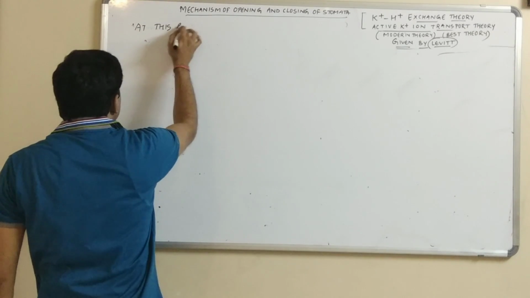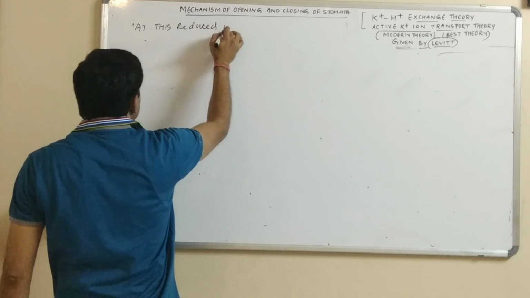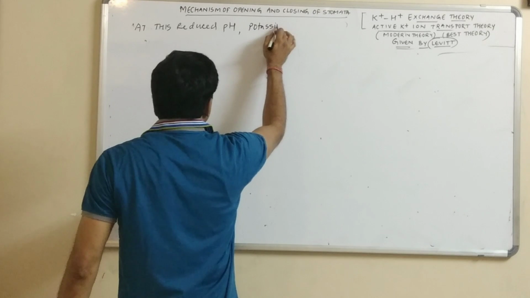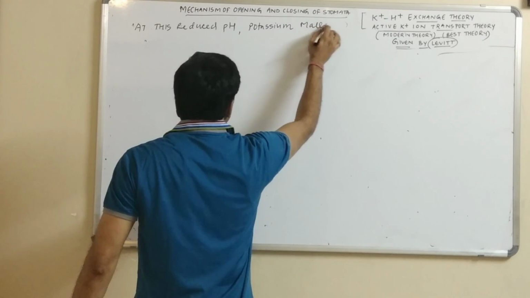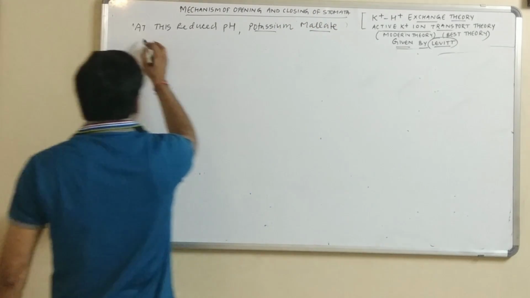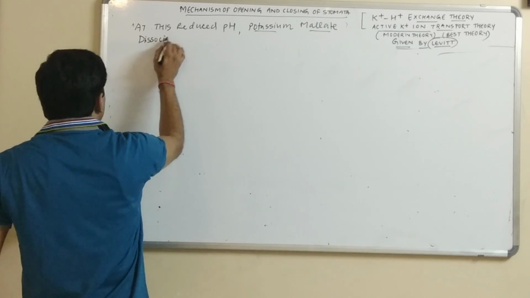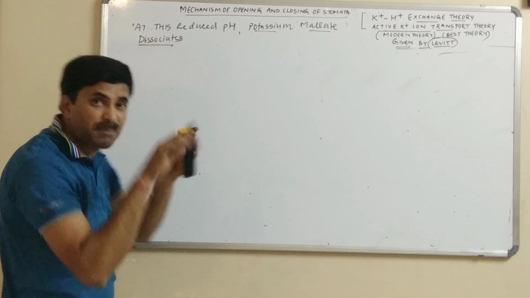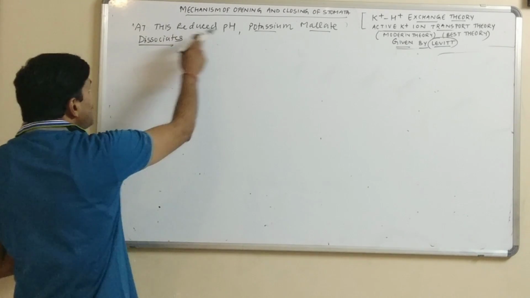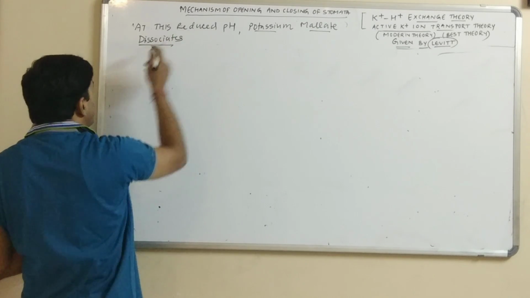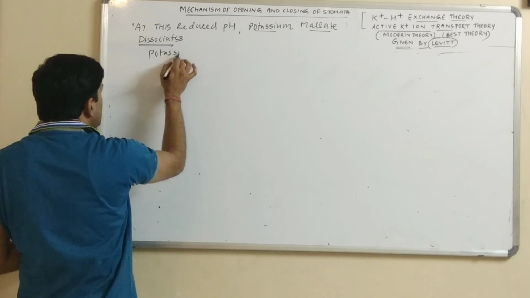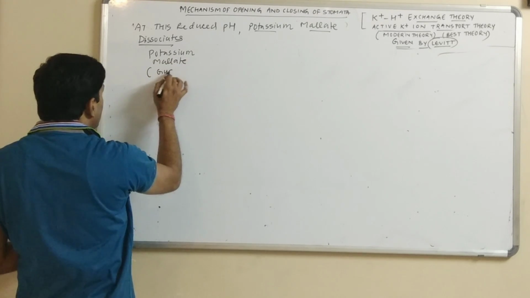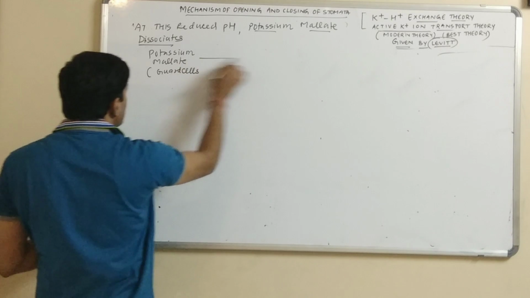At this reduced pH, potassium malate, which was formed during the daytime at high pH, disintegrates. Potassium malate dissociates. Why? Because potassium malate was formed at high pH during the daytime, but here the pH has become low. So at this reduced pH, potassium malate dissociates. So see here, this is potassium malate which is present in the guard cell. Now what happens? It dissociates.